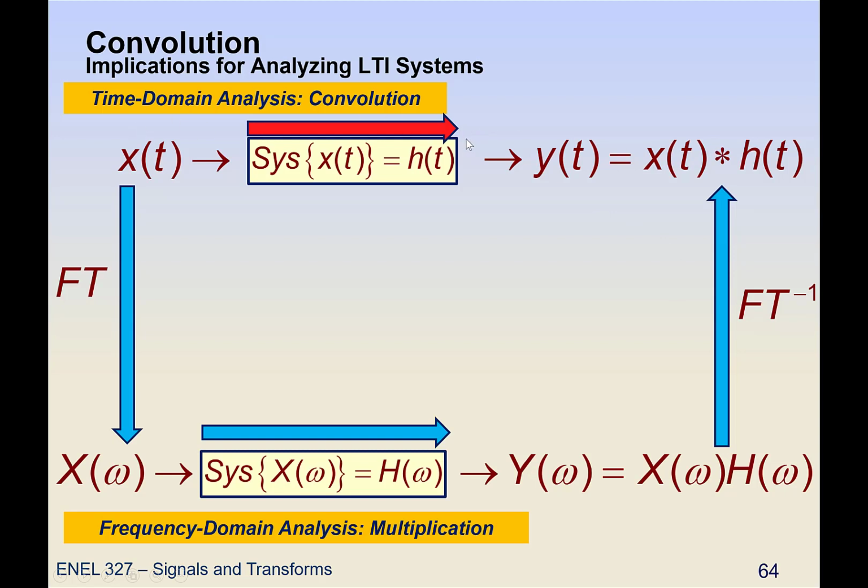Here, on the red path, the difficulty is actually calculating the convolution. On the blue path, the difficulty is finding the Fourier transforms of x and h. However, there are tables of a lot of different functions for finding that, and then you can use the properties to find them for other ones, or variants of those.